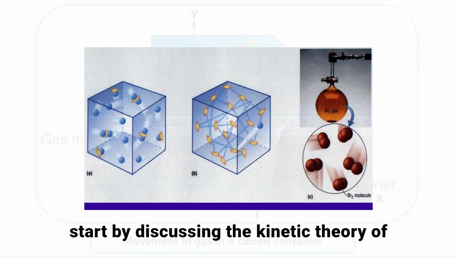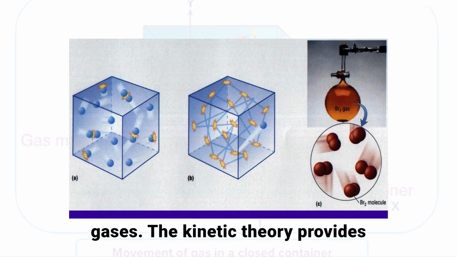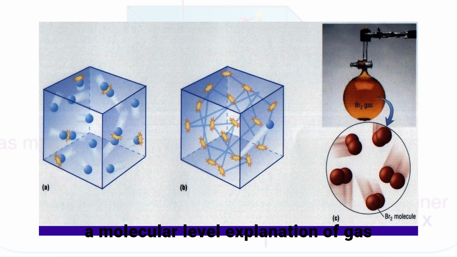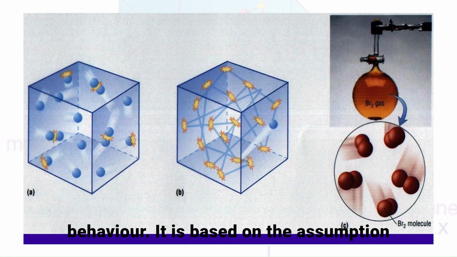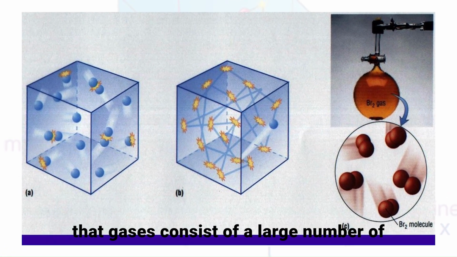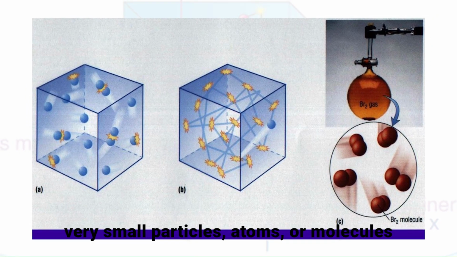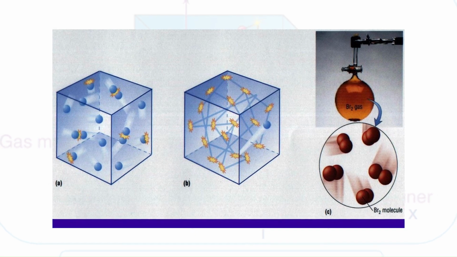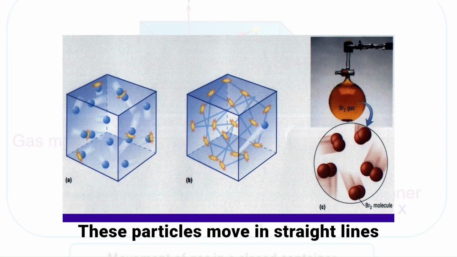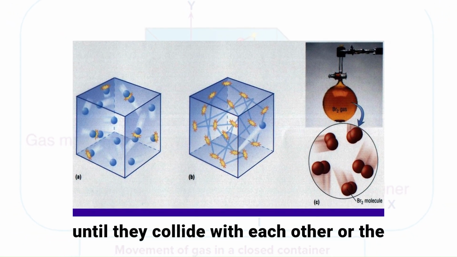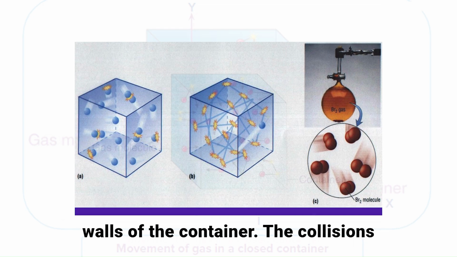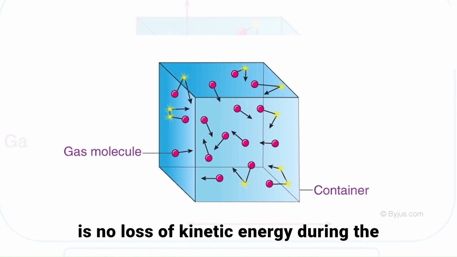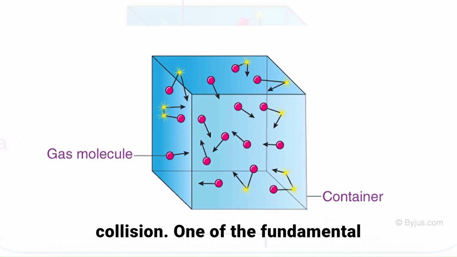Let's start by discussing the kinetic theory of gases. The kinetic theory provides a molecular-level explanation of gas behavior. It is based on the assumption that gases consist of a large number of very small particles, atoms or molecules, that are in constant random motion. These particles move in straight lines until they collide with each other or the walls of the container. The collisions are perfectly elastic, meaning that there is no loss of kinetic energy during the collision.